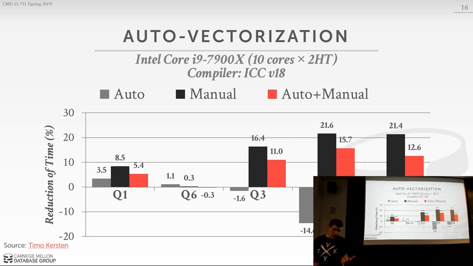The main takeaway here is that you probably don't want to do auto vectorization if you're doing a vectorized approach, because the performance actually is going to get worse. And the cache misses are still going to overwhelm any benefit you can actually get. Any questions about this work, the VectorWise versus Typer?